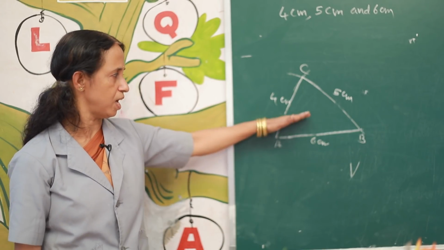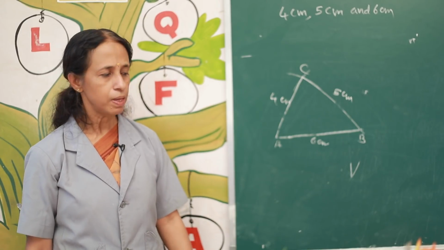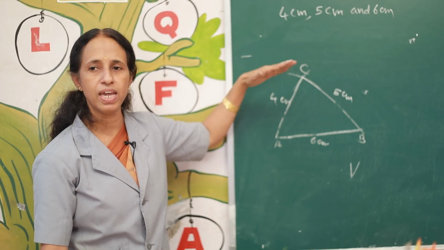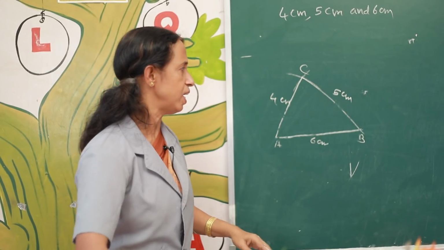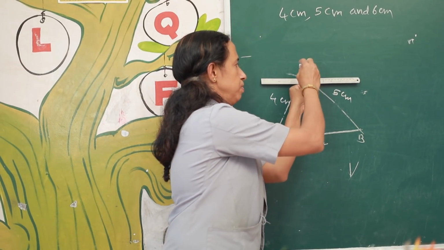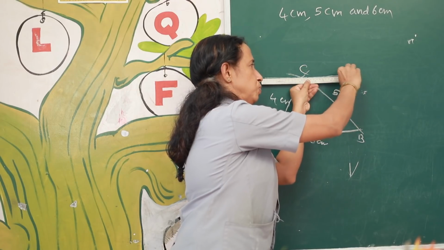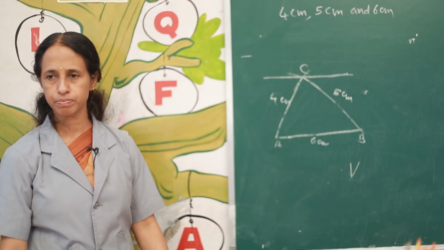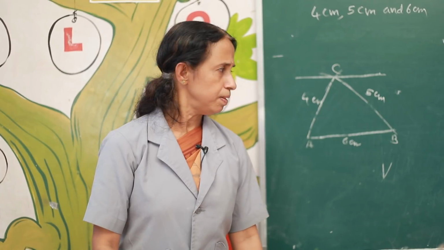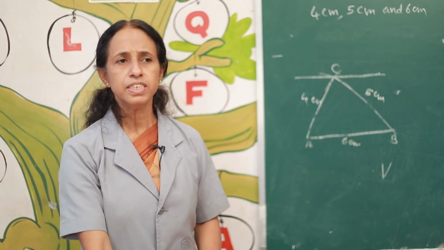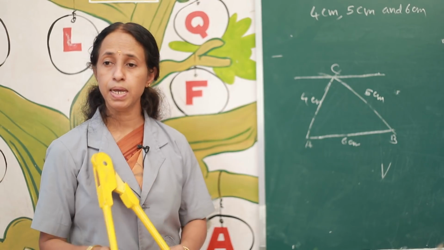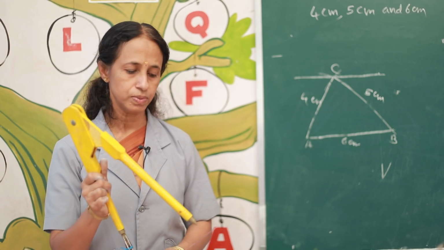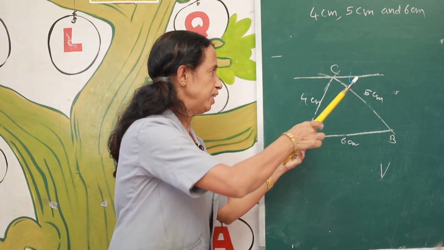Then draw a triangle of the same area with one side 7 centimeter. First, draw a line parallel to AB through C. Then take 7 centimeter on the scale and draw an arc from A.